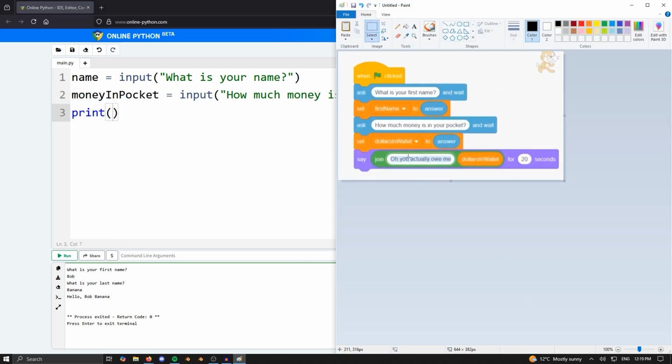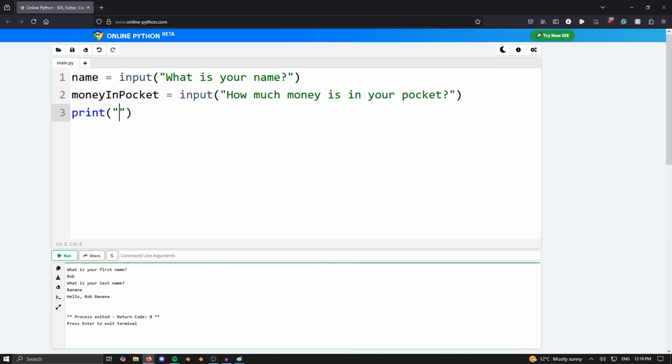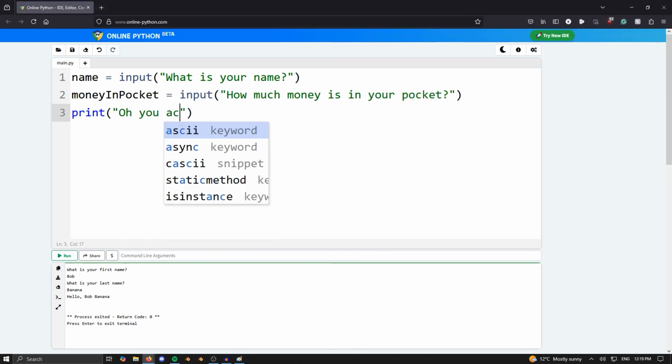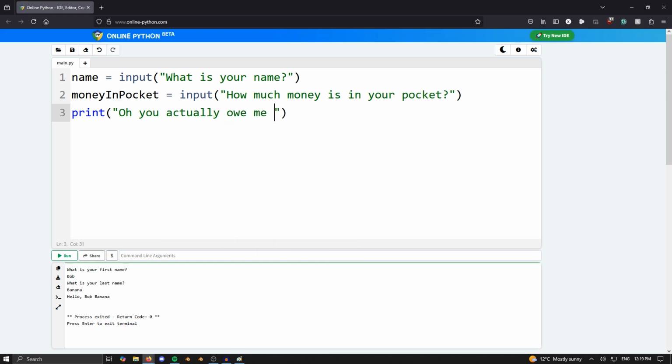Then we have this purple line, which is a print. And we're joining the sentence, oh, you owe me, and then this dollars in wallet. So all I have to do is say, oh, you actually owe me. Then I put a space bar there and how much, and then I have to put the number in there, and the number is symbolized by this, but because that's a variable, it has to be outside of this quotation mark. So I'm joining the money in pocket. So this is the join. I'm joining the money in pocket with this sentence.